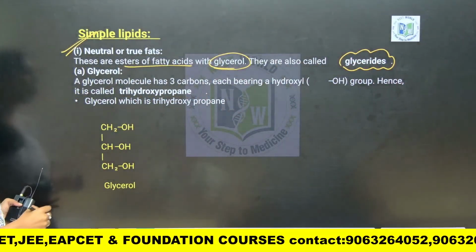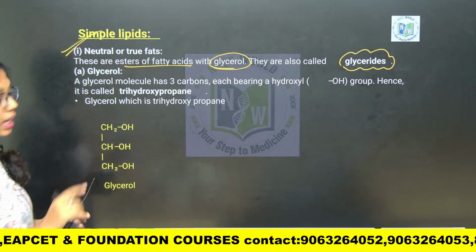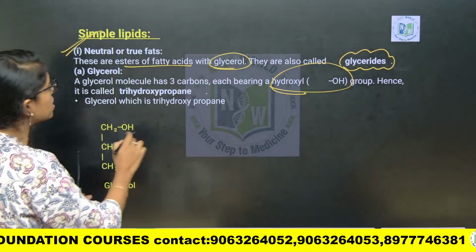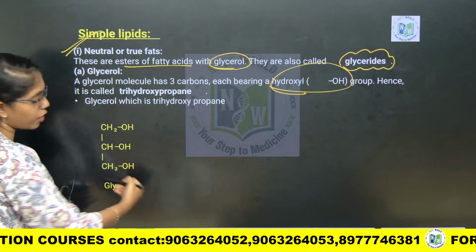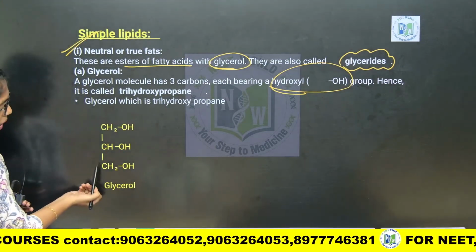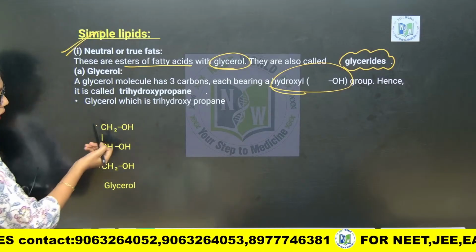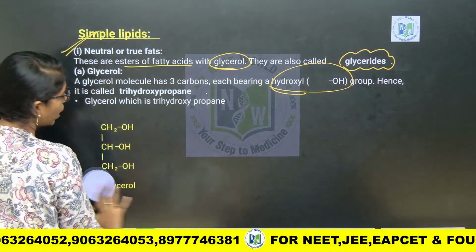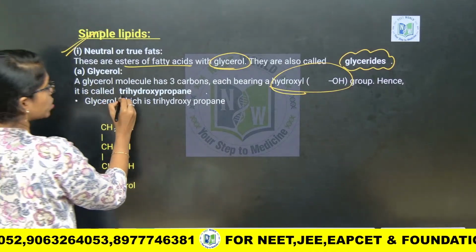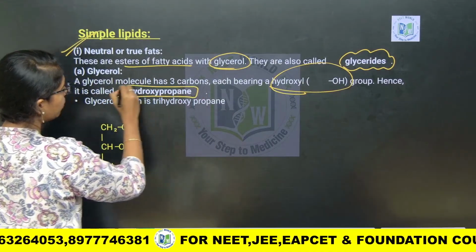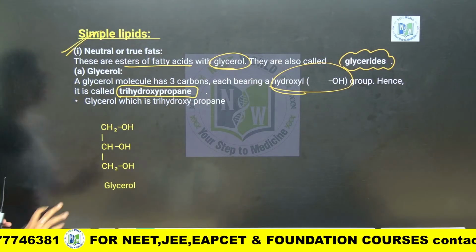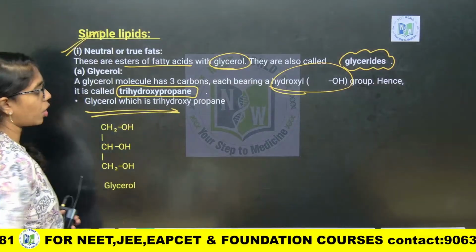This glycerol molecule will have 3 carbons. Each will bear one hydroxyl group, and hence this is called as what? Trihydroxypropane. Here can you see? 3 carbon groups are there, and for each carbon there is one OH group. According to IUPAC, it is called as what? Trihydroxypropane or glycerol, one and the same. Remember that.